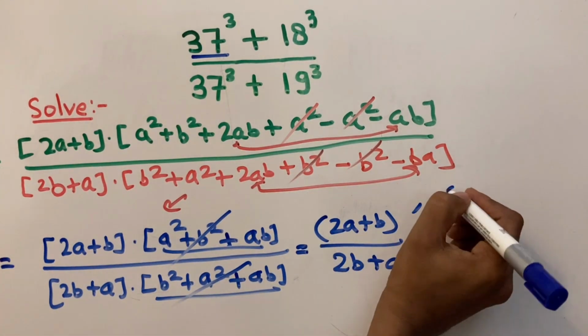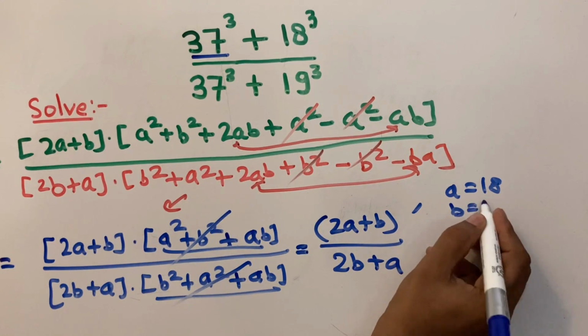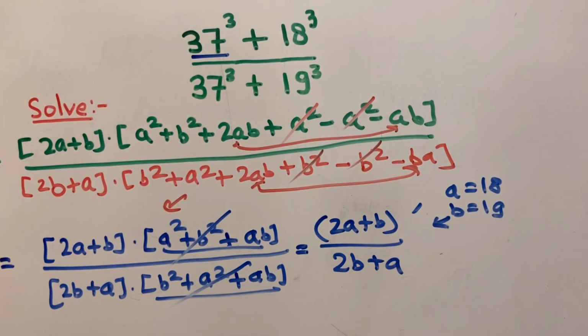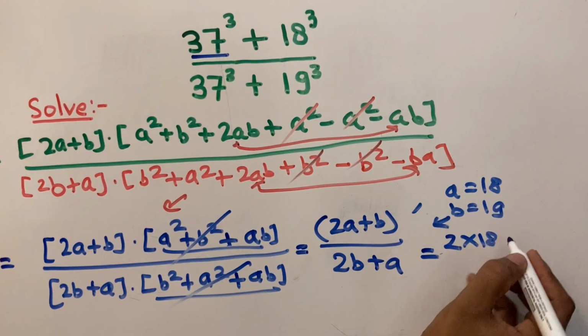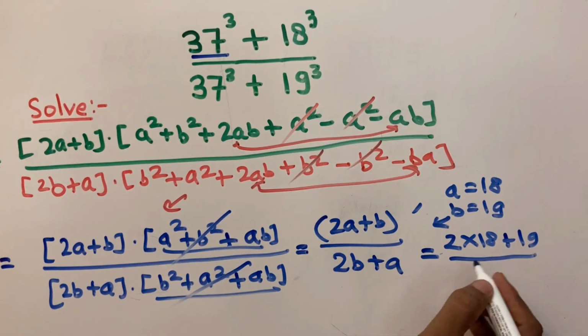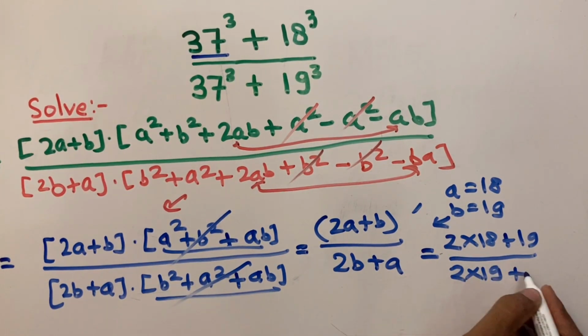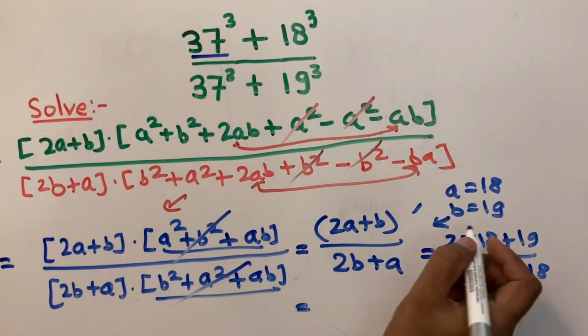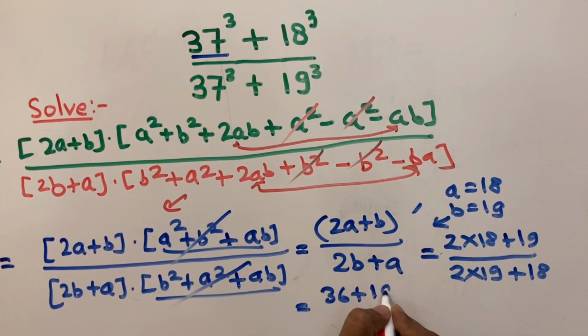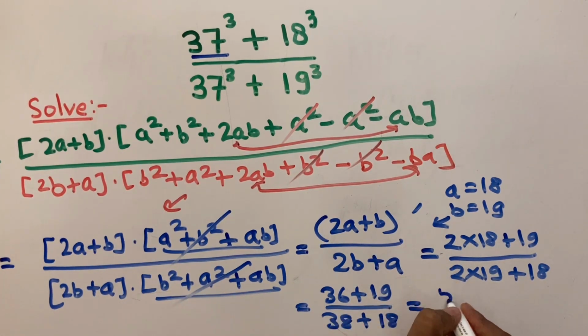As we assumed a equals 18 and b equals 19, put here, this simplifies to 2 multiply 18 plus 19 divided by 2 multiply 19 plus 18, which simplifies to 36 plus 19 divided by 38 plus 18. It simplifies to 36 plus 19 is 55 divided by 56. So 55 divided by 56 is our answer for this arithmetic expression.